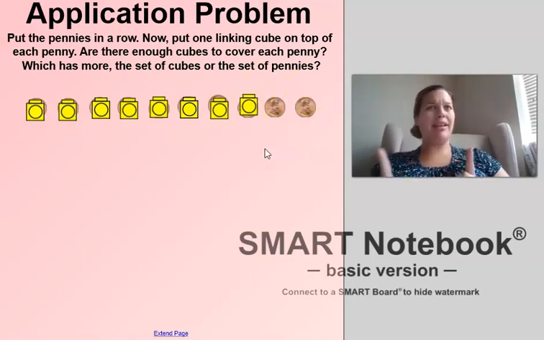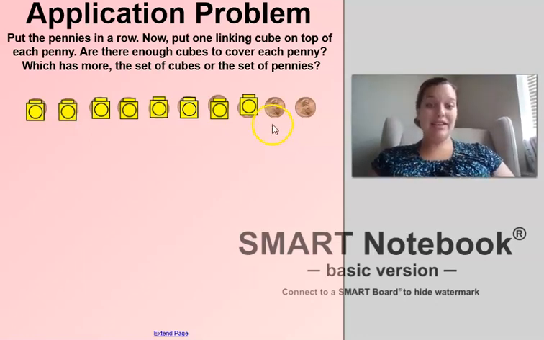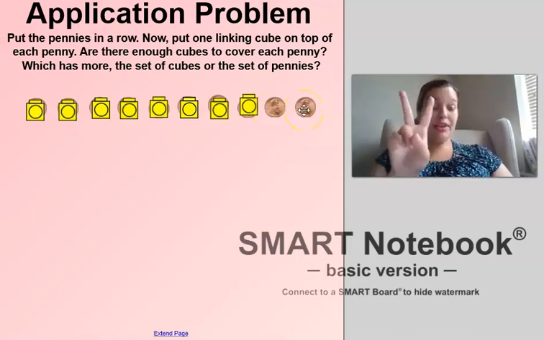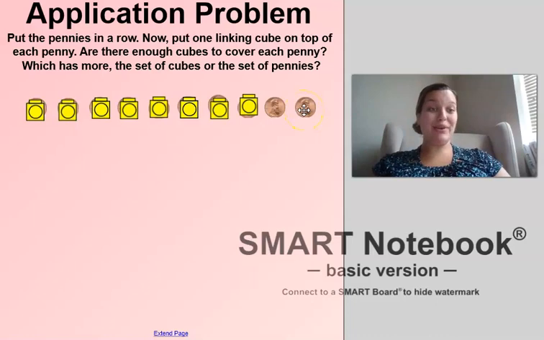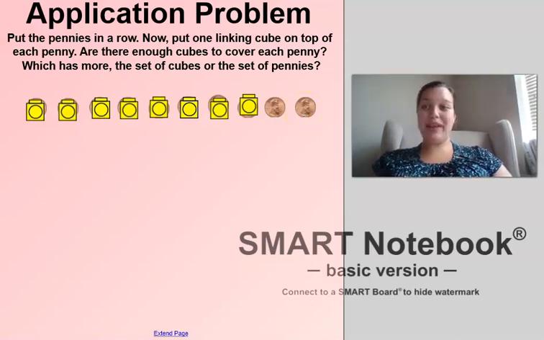How many more pennies are there than cubes? Just by looking at the picture, how could we figure that out? We could count the pennies. Right, so let's figure out how many more pennies there are. 1, 2. There are 2 more pennies than there are cubes. Great job.